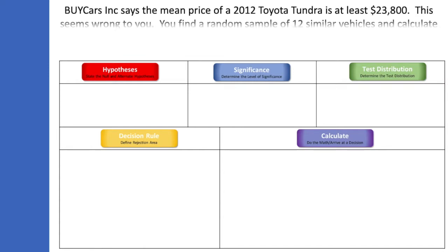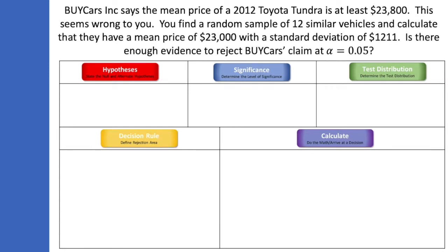Here's our first problem. Buy Cars Incorporated says the mean price of a 2012 Toyota Tundra is at least $23,800. Well, this seems wrong to you. So you find a random sample of 12 similar vehicles and calculate that they have a mean price of $23,000 with a standard deviation of 1,211. Is there enough evidence to reject Buy Car's claim at the alpha equals 0.05 significance level?